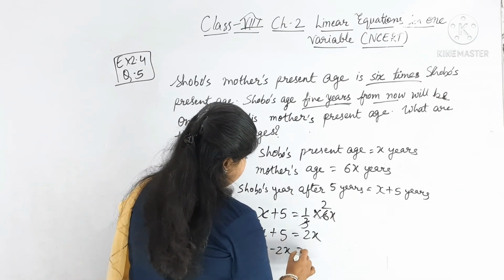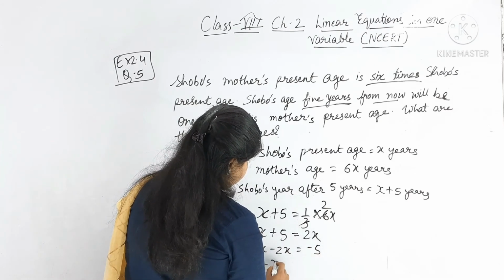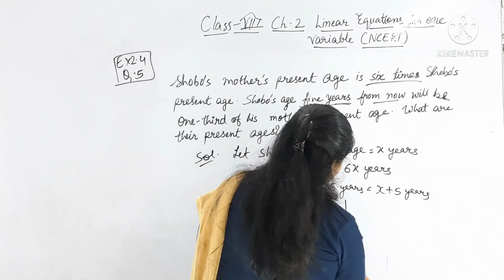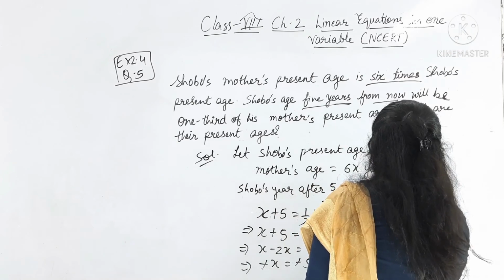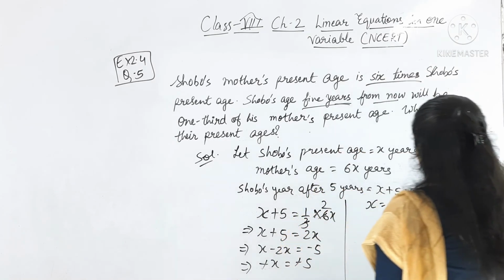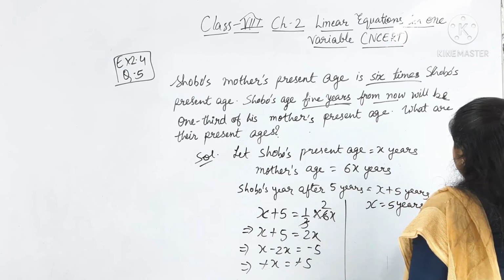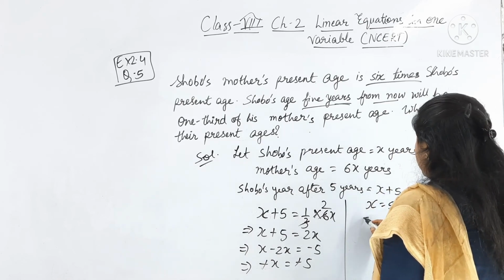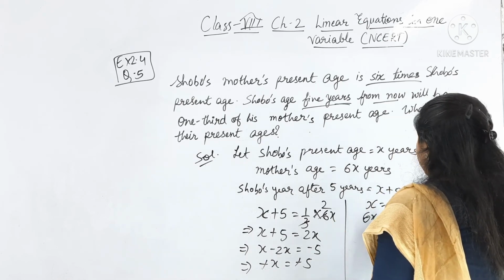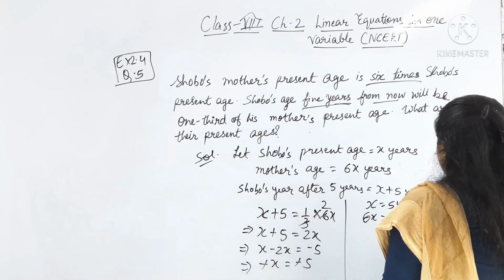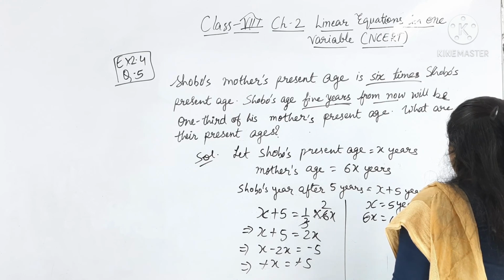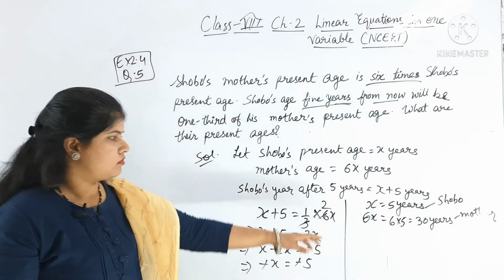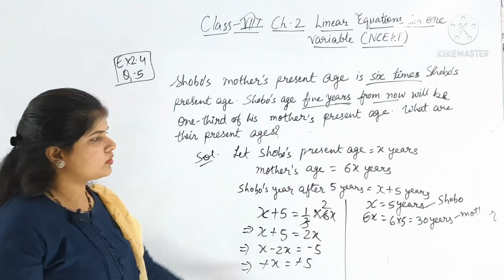x minus 2x equals minus 5. Minus x equals minus 5. Minus, minus will be cancelled. So what I am getting here? x equals 5 years. This is the age of Shobha. Okay, then what is her mother's age? Mother's age is 6x. It is 6 into 5 equals 30 years. That is mother's age. So this is the answer for question number 5, the years for both Shobha's and mother's age.